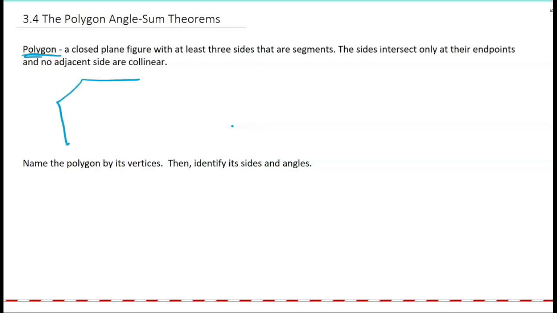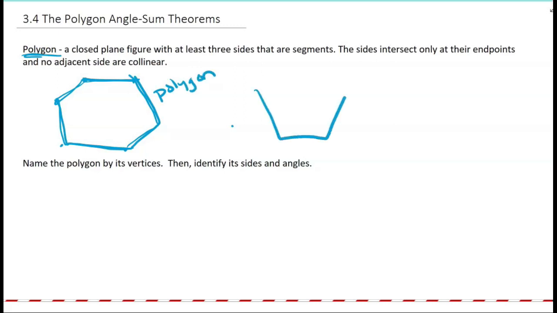Okay, so here is an example of a polygon. So a polygon lies on the same plane. It's closed, meaning all the endpoints come together, and they only intersect at those points. So this would be an example of a polygon.